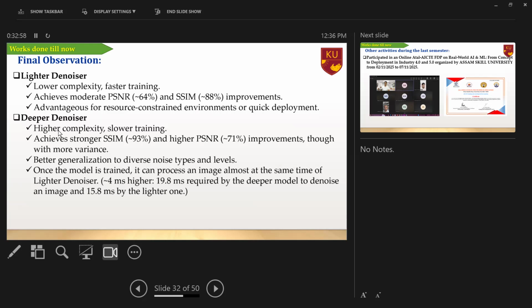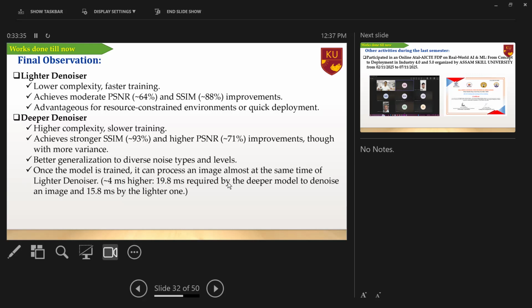And the deeper denoiser has higher complexity and slower training, so it needs some more time for training. We have tested on our server where the lighter model takes around 4 hours to train with the 5000 dataset, and the deeper denoiser requires around 6 to 7 hours to train. I have already mentioned that the difference is only in the training time, not in the prediction time. The prediction time we have already stated here.